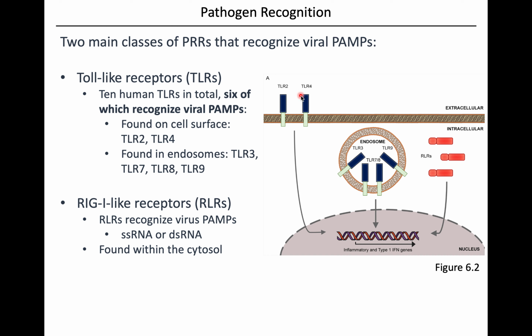Viruses show up at the cell surface, and then as we saw in previous chapters, a lot of them get endocytosed and end up in the endosome. So these are both good places to recognize viruses early in an infection. The RIG1-like receptors are found in the cytoplasm, the red structures here, and are primarily recognizing nucleic acid, either single-stranded RNA or double-stranded RNA typically.